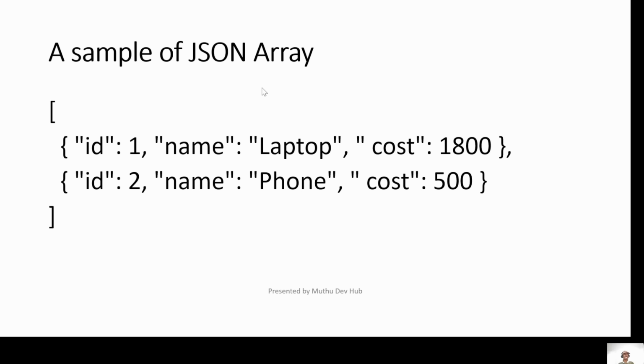If we want to send multiple records, we use a JSON array. You can look at a clear example. The square brackets indicate that we are sending a collection of JSON objects. You can look at here. We have one JSON object. We have another JSON object. These two JSON objects, we keep inside the square brackets, which indicates that we are sending a collection of JSON objects as a result. This is exactly how APIs return a list of data.